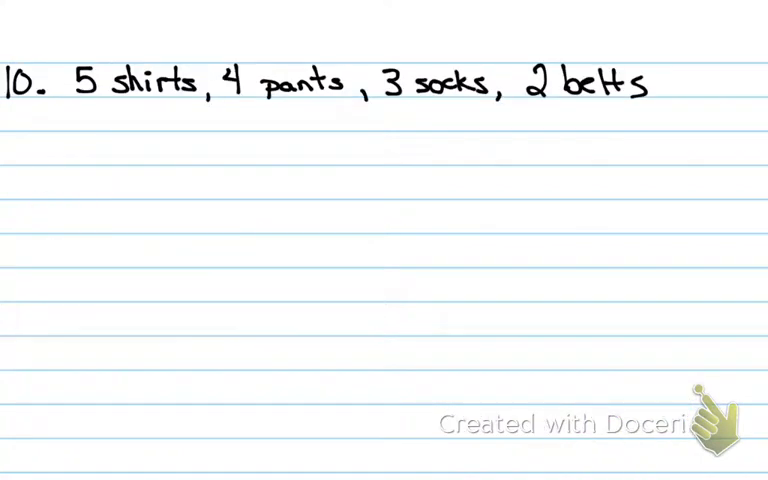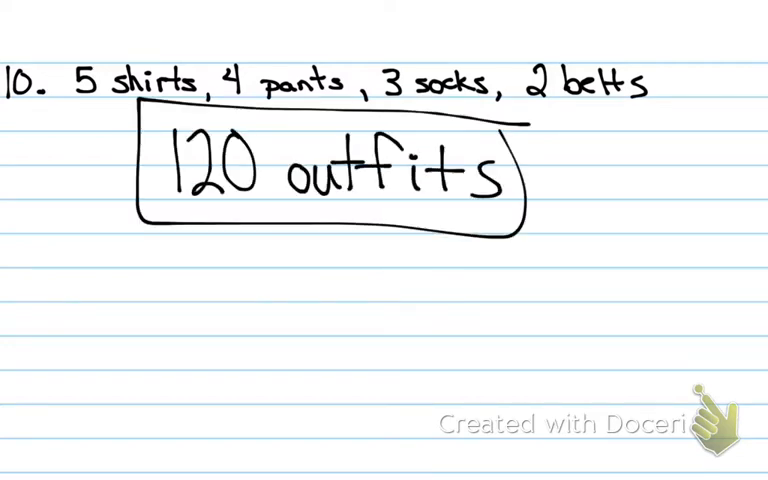All right, last question. Use the counting principle to determine how many outfits are possible with a given selection. 5 times 4 times 3 times 2 is what, guys? 120 potential outfits. All right, guys, if you understand that, that's pretty much everything you need to know for your test tomorrow.